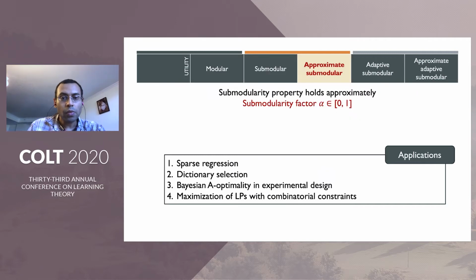There's a way to generalize this submodularity property. In many other applications, the submodularity property holds only approximately, not exactly. And the degree to which the submodularity property holds is quantified by the submodularity factor alpha between 0 and 1. If alpha is 1, it is submodular. If it's 0, it's very far from submodular.